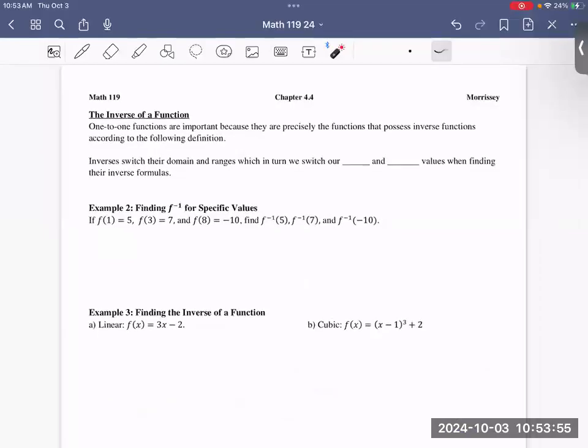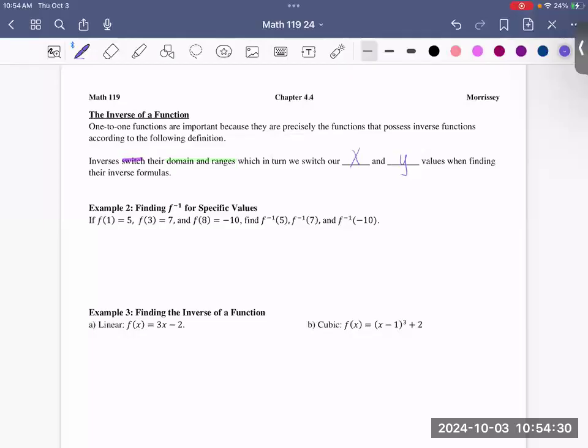So now let's take a look at what we would do if we are looking at some of your inverses and we're not given a graph. So it says one-to-one functions are important because they are precisely the functions that possess inverse functions according to the following definitions. Inverse switches their domain and ranges. So keyword being that they switch their domain and range, which in turn, we switch our x and y values when finding their inverse formula.